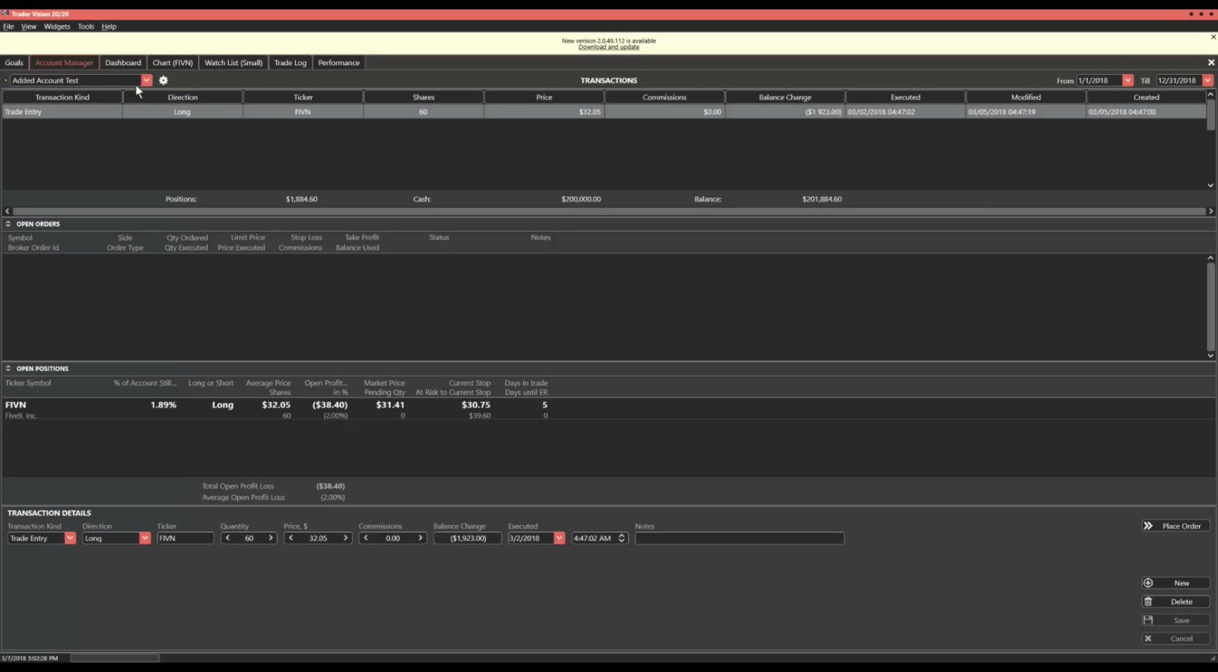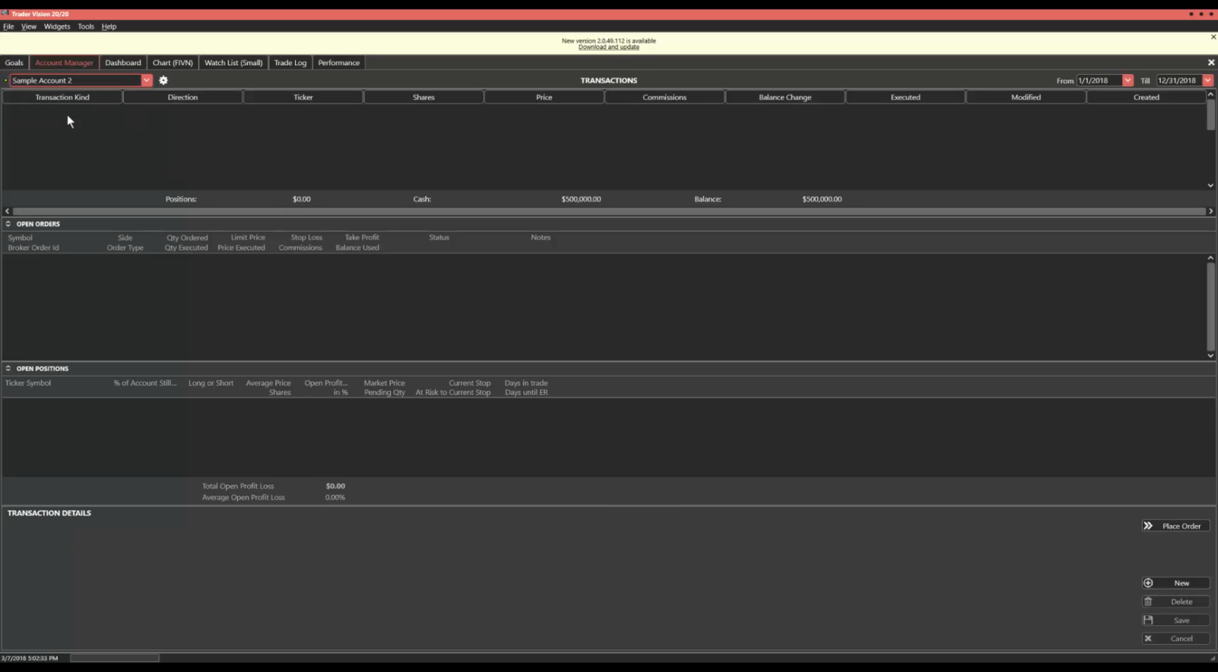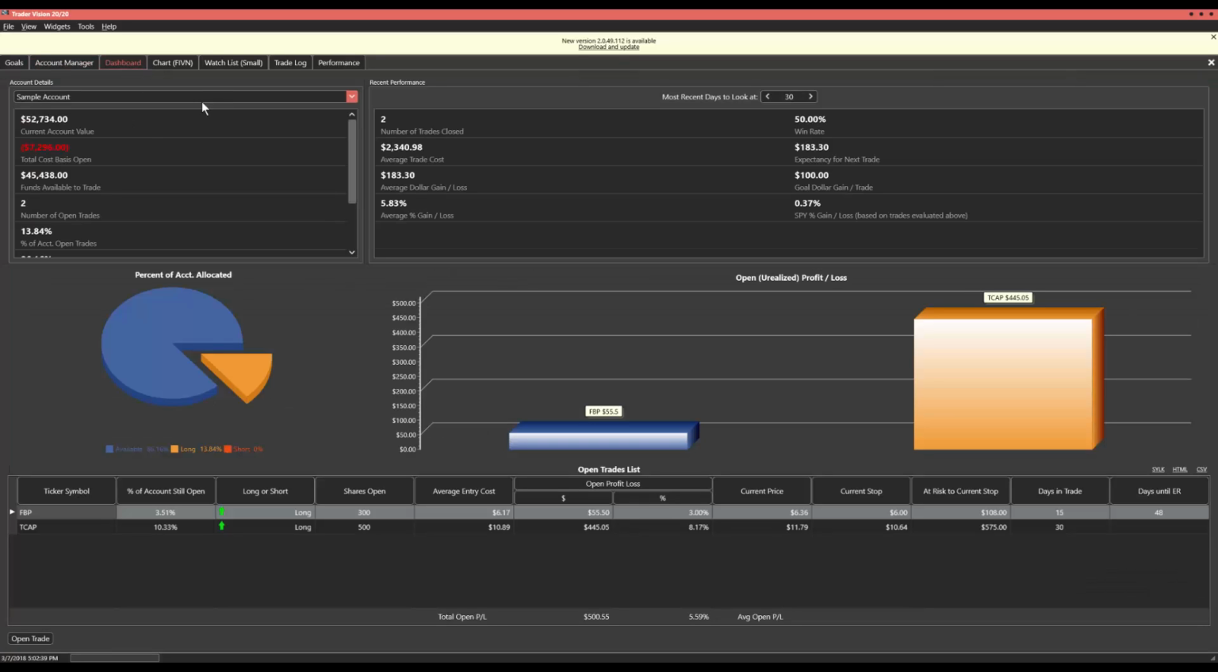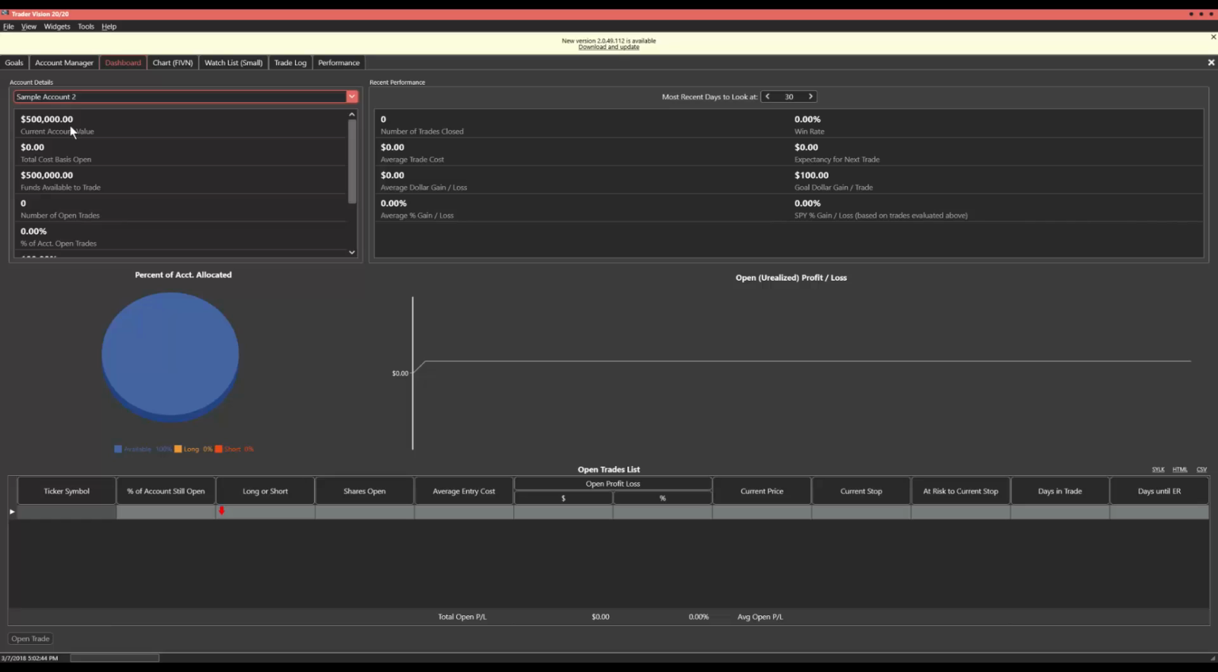And now if I go to look at that new account, well, there's no transactions. How am I going to do this? Let's go to Dashboard, Sample Account 2. It tells me I've got a $500,000 account.